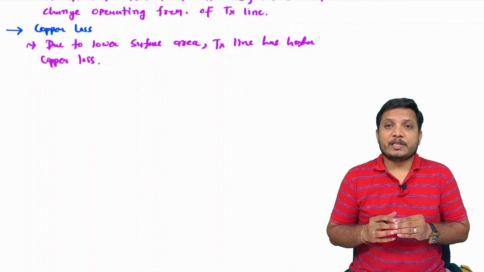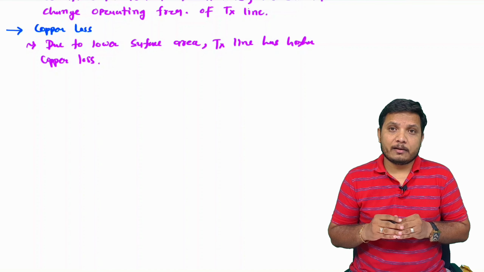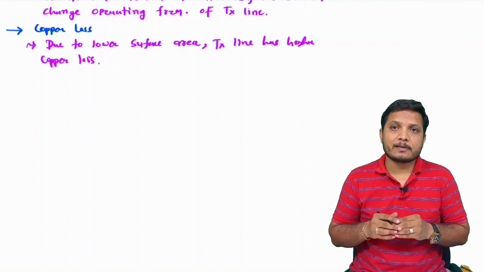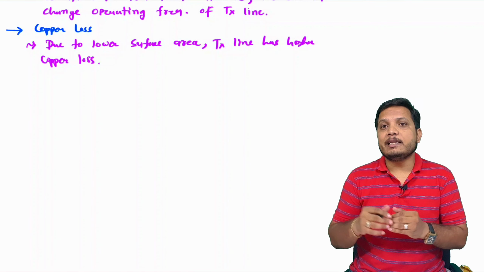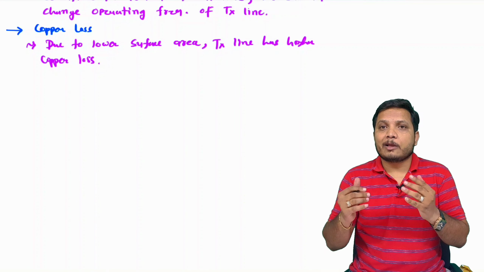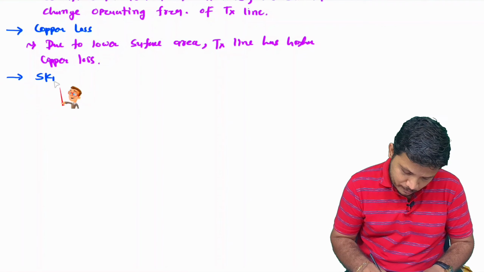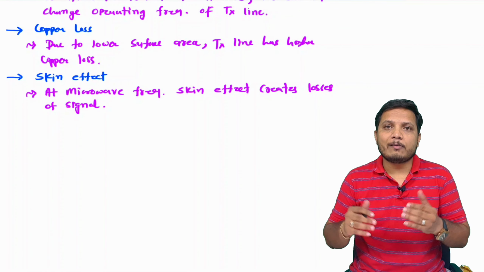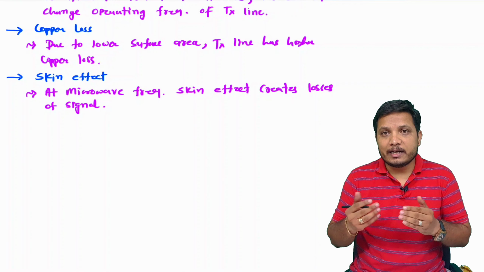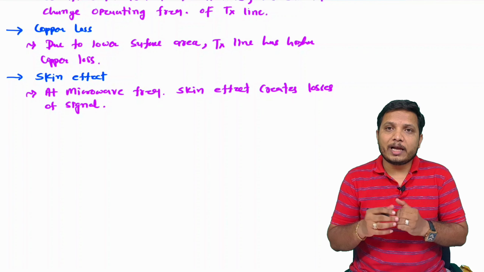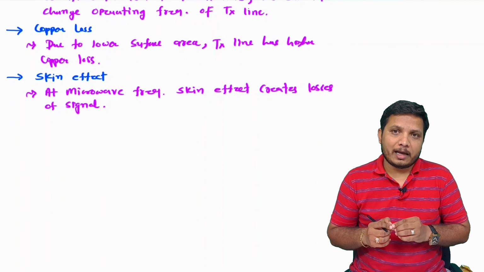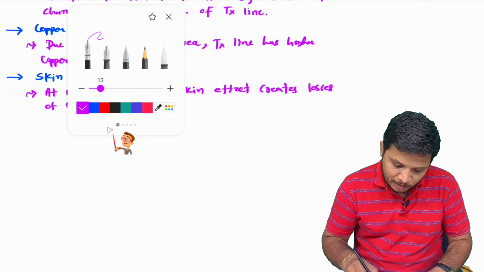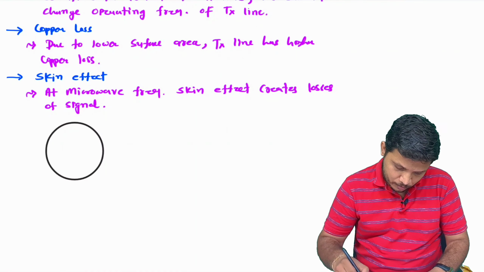Now the third limitation is skin effect. Whenever we use microwave frequencies, skin effect creates losses of the signal. Now let us try to understand how losses are generated in a transmission line. For that, I'll give you one practical example, where I'll be considering the cross section of a wire.